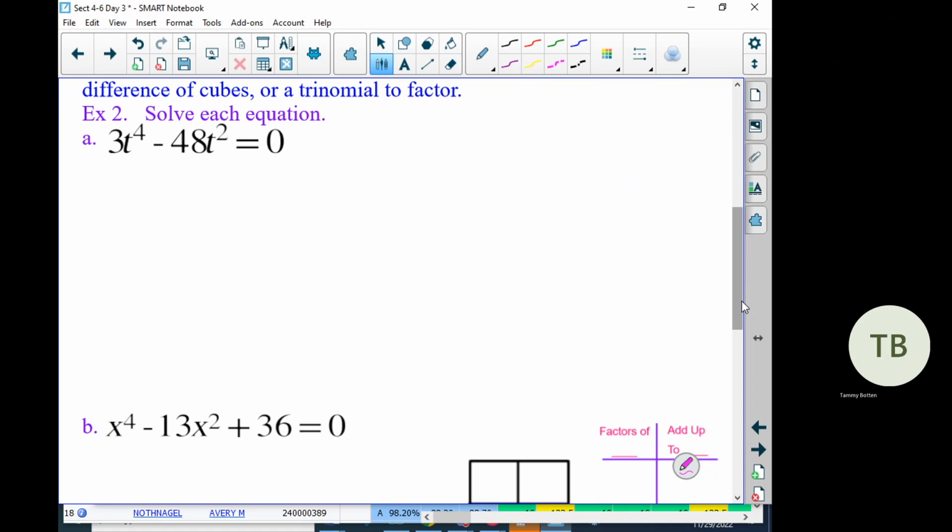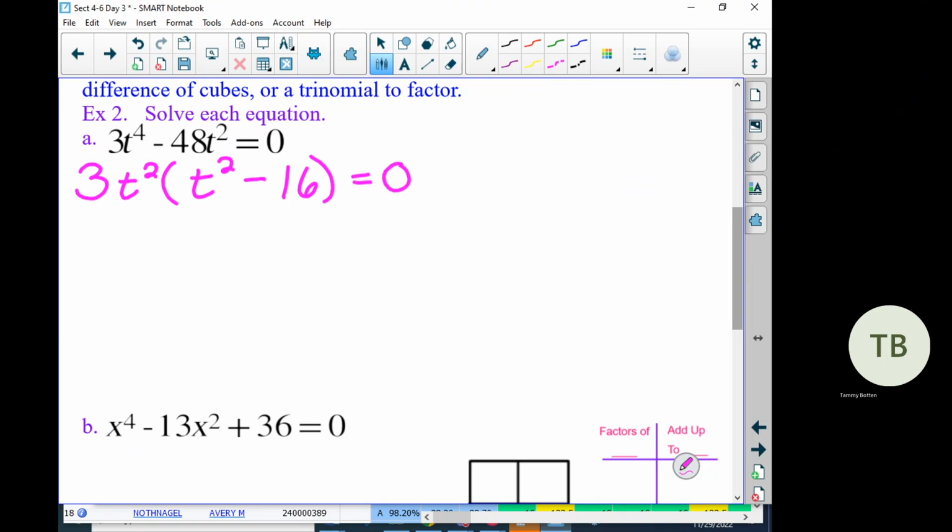And what I can take out of this is a 3. And then I have 4 t's here and 2 t's here. So I can take the smaller amount out front, okay? And then I would look at 3t squared times what gives me 3t to the 4th. Well, I'd need 2 more t's. And then it would be minus 3t squared times what gives me a -48t squared, and that would be -16. And then that equals 0.